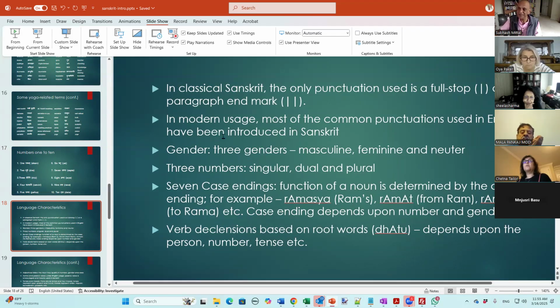But having known the marks now, in modern usage, most of the common punctuation marks have been introduced, just to make it clearer. So we use comma, we use colon, we use dash. All those are now used in Sanskrit. And if you read the ancient literature, you will not see any comma or any colon or any of those marks.